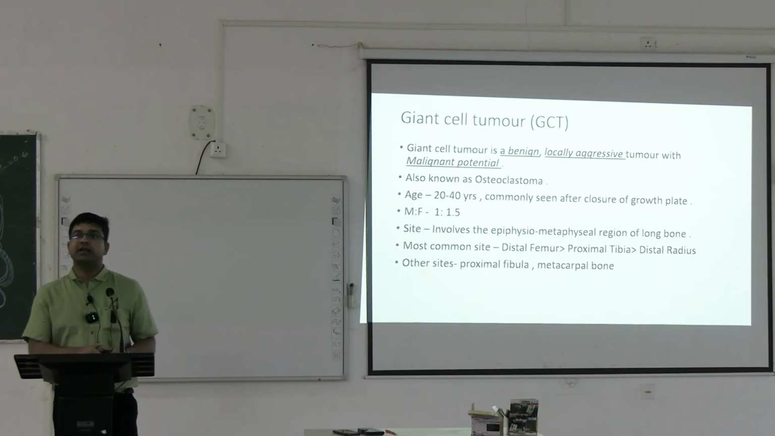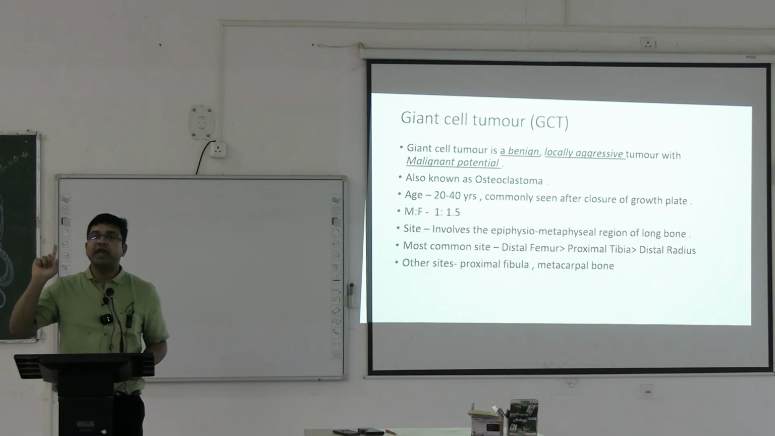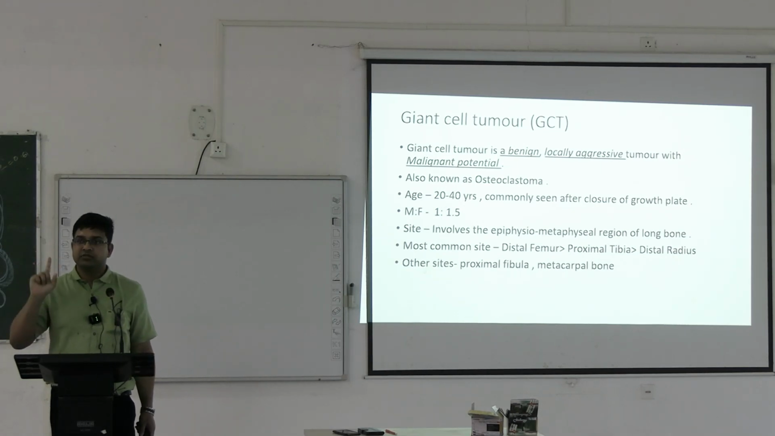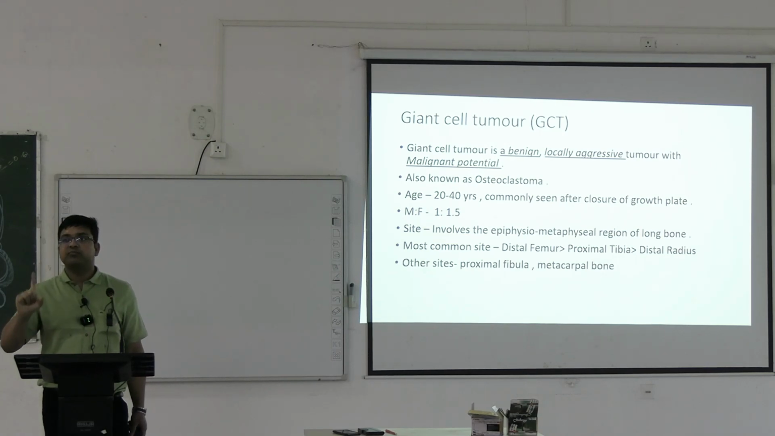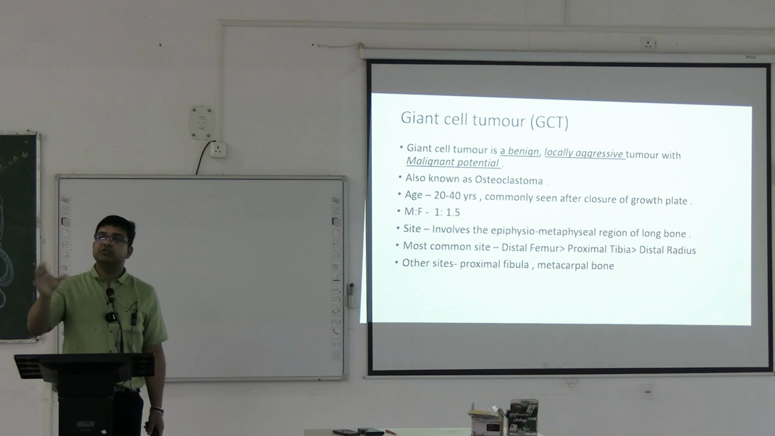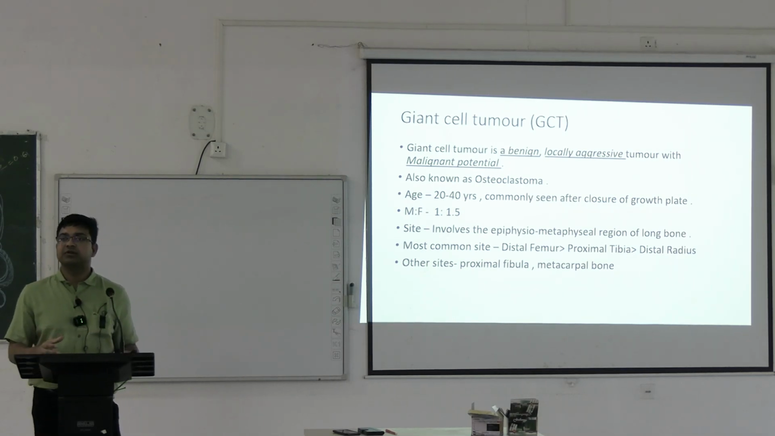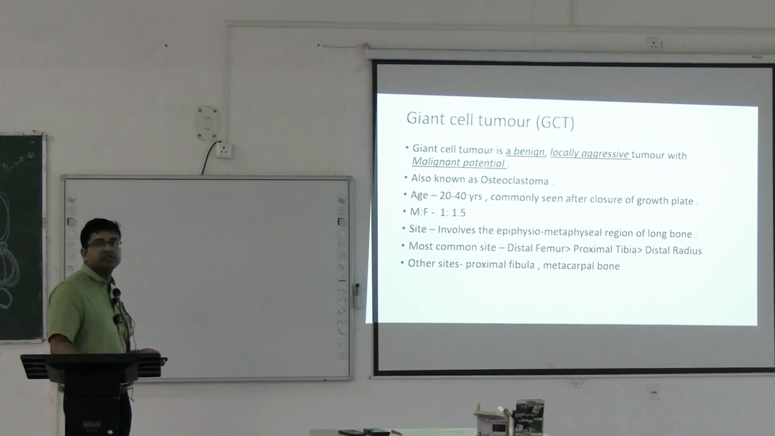তিনটে কথা মনে রাখতে হবে। Number one, benign. Number two is locally aggressive tumor. Number three is potentially malignant. So it is a benign, locally aggressive tumor with potentially malignant. যখন clinical features পড়বি, giant cell tumor is between that benign tumor and malignant tumor. আচ্ছা, it is also known as osteoclastoma.